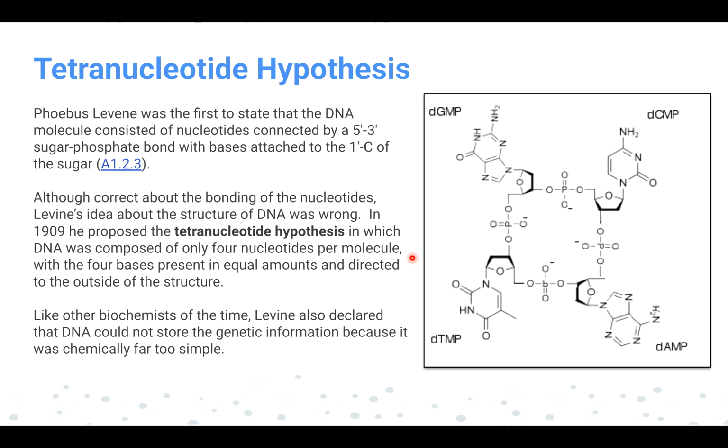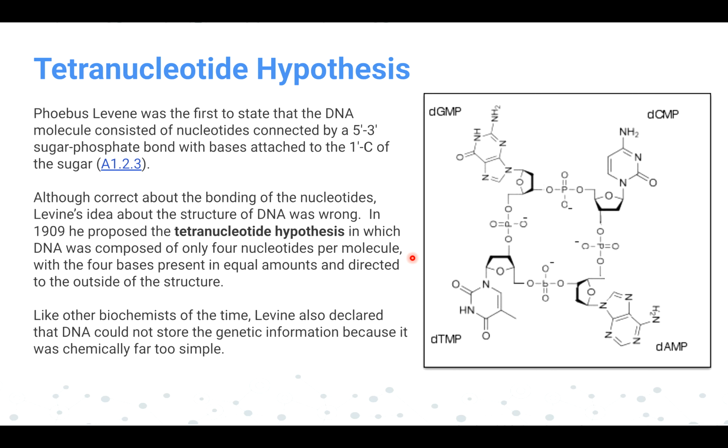Tetranucleotide hypothesis. Phoebus Levene was the first to state that DNA molecule consists of nucleotides connected by 5 to 3 prime sugar phosphate bond with base attached to first carbon of the sugar. That was the hypothesis. But at that time, there was a misarrangement of the molecule. Although he was correct about the bonding of the nucleotide, the idea about the structure was wrong. The bonding pattern was correct, but the arrangement, the structure was wrong.